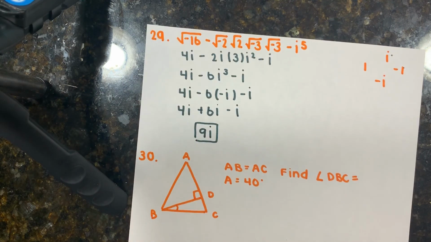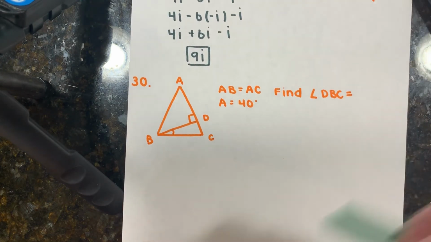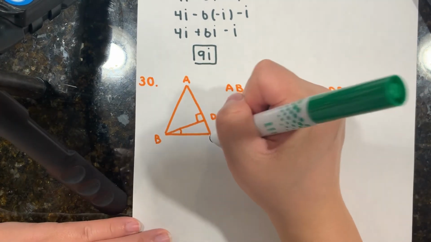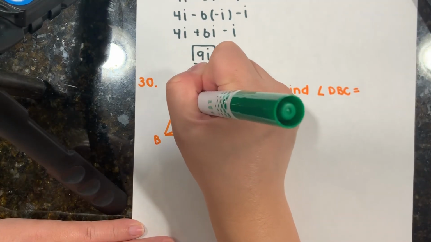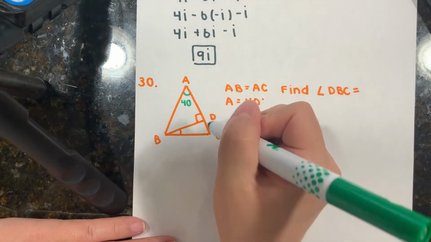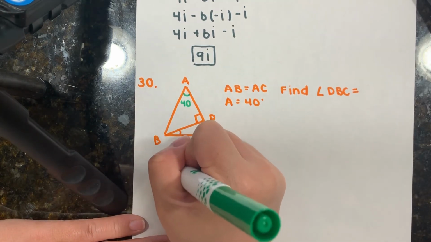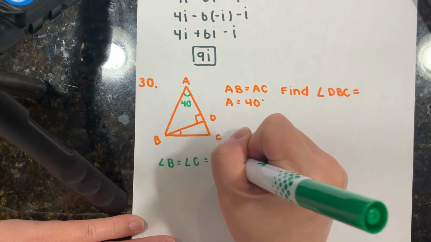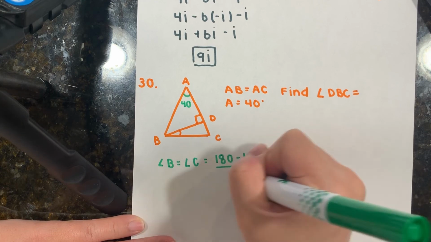Okay, and then lastly for number 30, they give us this triangle ABC, and we're trying to find the measure of this angle right here. I know that AB and AC are equal to each other, and I know that this angle is 40. That means that angle B and angle C are going to be equal to each other. And the way I'm going to solve for that is I'm going to do 180 minus the 40 degrees and then divide that by 2.